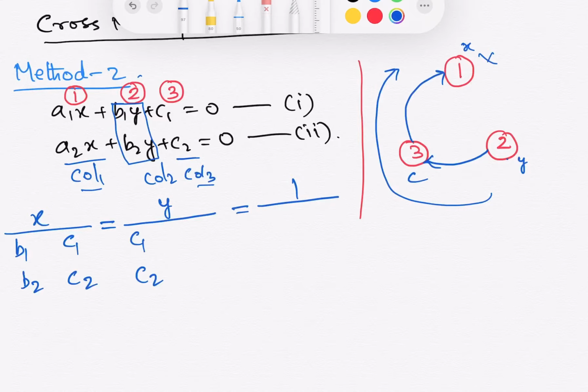Now after that you write the x variable part, which is a1 and a2. So the y portion is complete. After that you write the constant part. When you look at the constant part, you don't consider this portion; you only concentrate on this part, the x variable part and the y variable part.